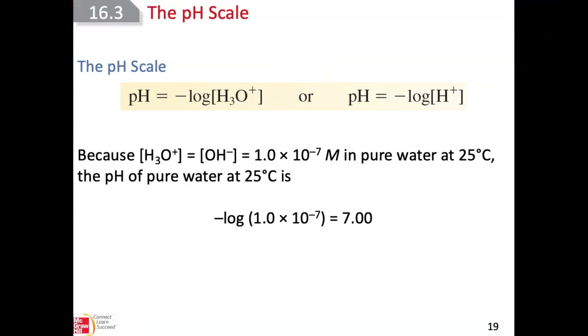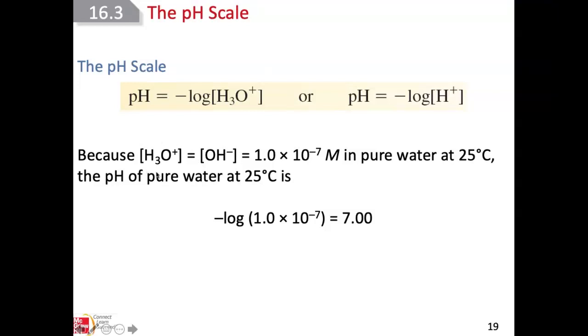The pH scale. This is the formula of the pH. pH is the power of the hydrogen ion. To calculate the pH, you have to take the negative logarithm of the concentration of H3O plus. That will be the pH, or pH equals negative logarithm of H plus.